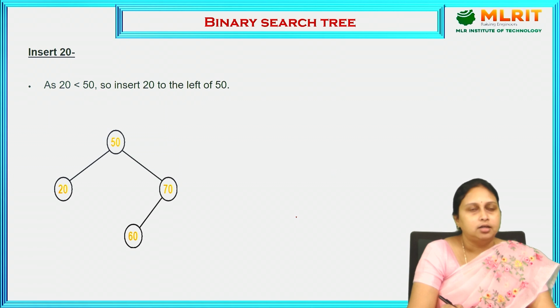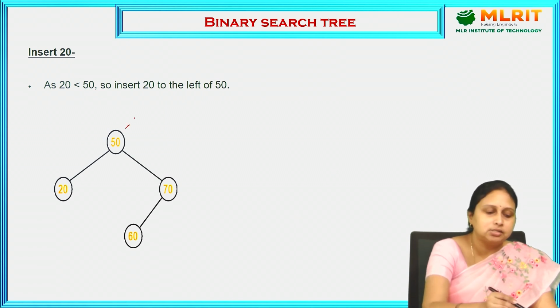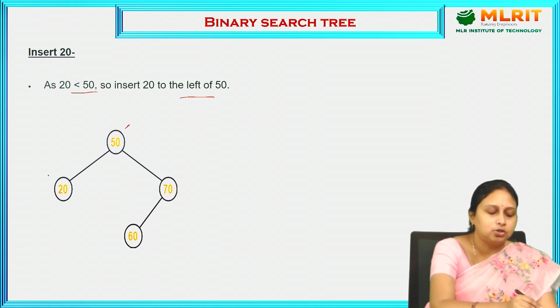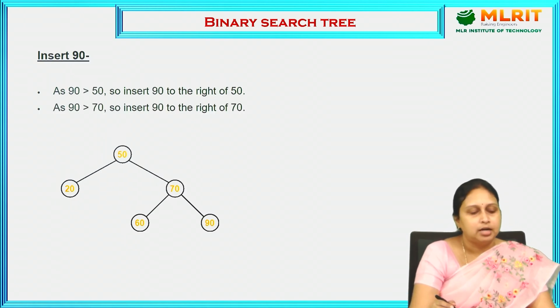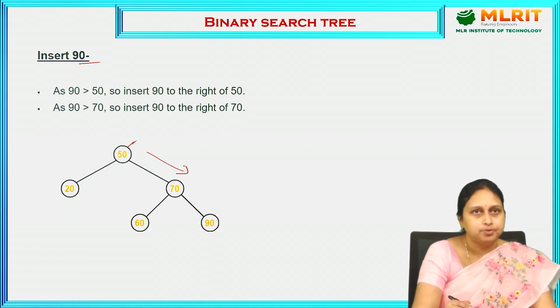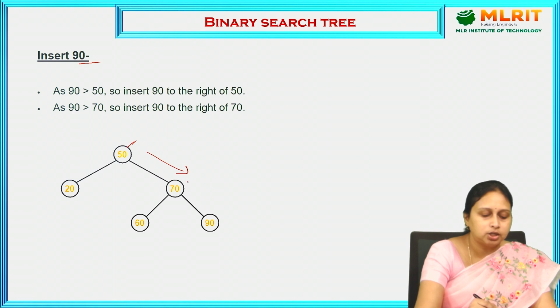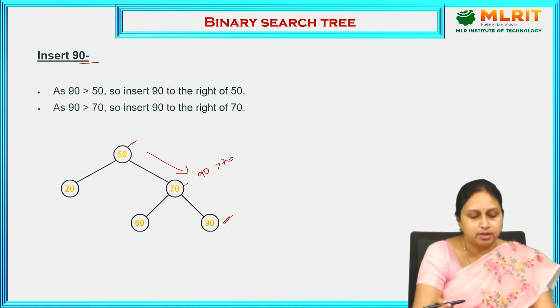Then insert 20. Compare with the root node. 20 is less than 50, so we insert it on the left side of the root node. Next, insert 90. 90 is greater than 50, so we go to the right hand side. Then from there we check with 70. 90 is greater than 70, so we insert it on the right side of 70.